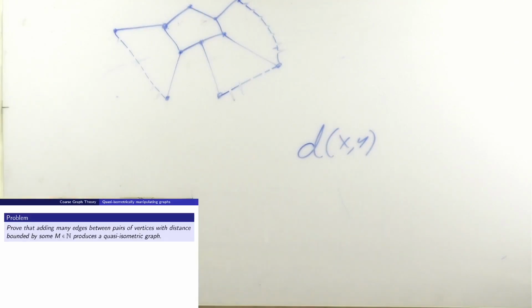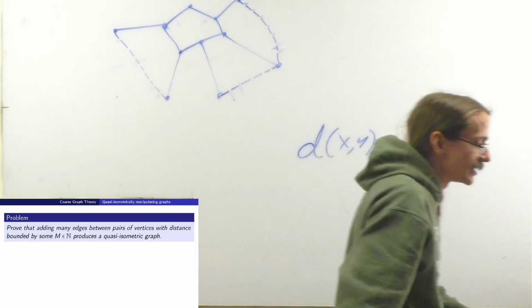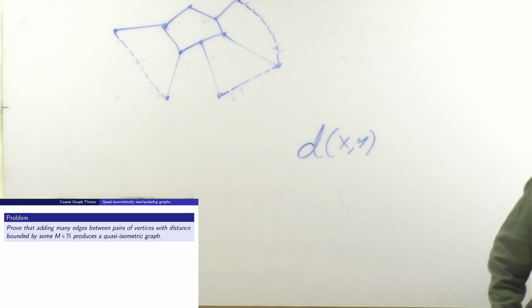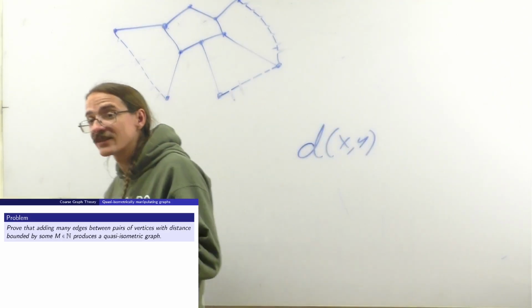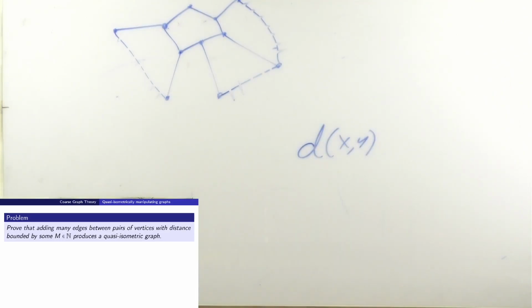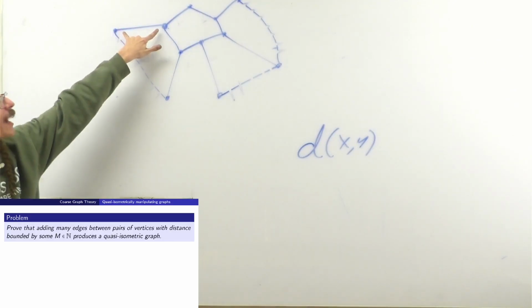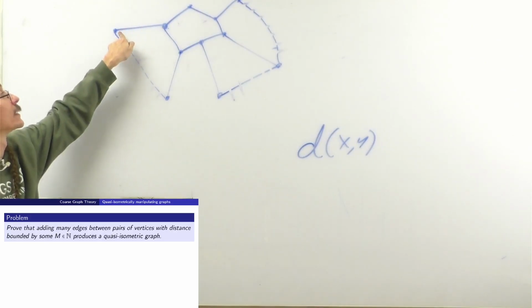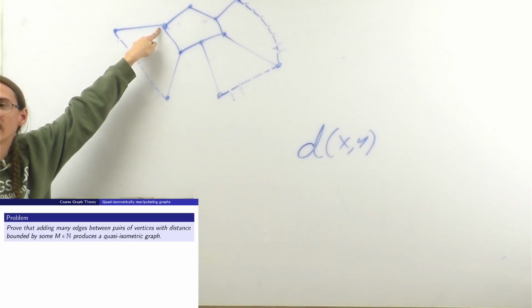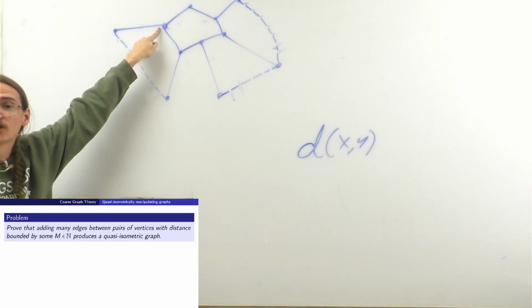Okay. We want to prove that this new graph I've created is quasi-isometric to the original one. And we're just going to prove this in my favorite way to think about it. Things that are close have to stay kind of close, and things that are far have to stay kind of far. So, take two things that are close in the original graph, like these two things. They're close. There is a short path in the original graph between them.